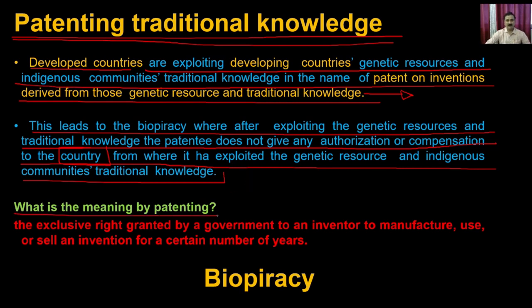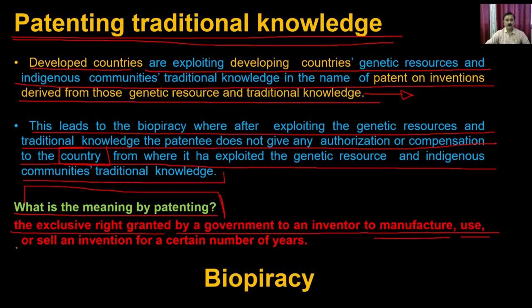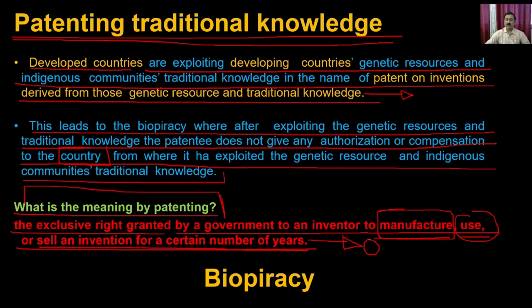So what is meant by patenting? Patenting is the exclusive right granted by a government to an inventor to manufacture, use, or sell an invention for a certain number of years. Which means if I have developed a particular product and I got the patent, then I can manufacture it, I can use it, I can allow others to use or sell it, but a particular share will come to the parent company. If I have got the patent, I will be the sole owner of that product, and I will be the person who decides whether others can use it or not.